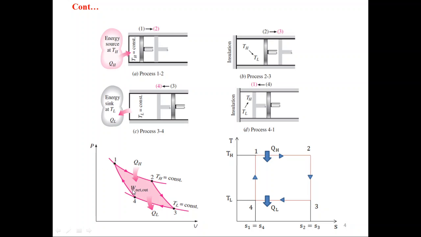You can see the PV diagram. In this PV diagram 1-2 process represents reversible isothermal process and we are supplying QH amount of heat from energy source at temperature TH. In the TS diagram, that is temperature entropy diagram, the process 1-2 again represents reversible isothermal process. So it is represented with the horizontal line. That means T1 is equal to T2 is equal to TH and we are supplying QH amount of heat from energy source at temperature TH.